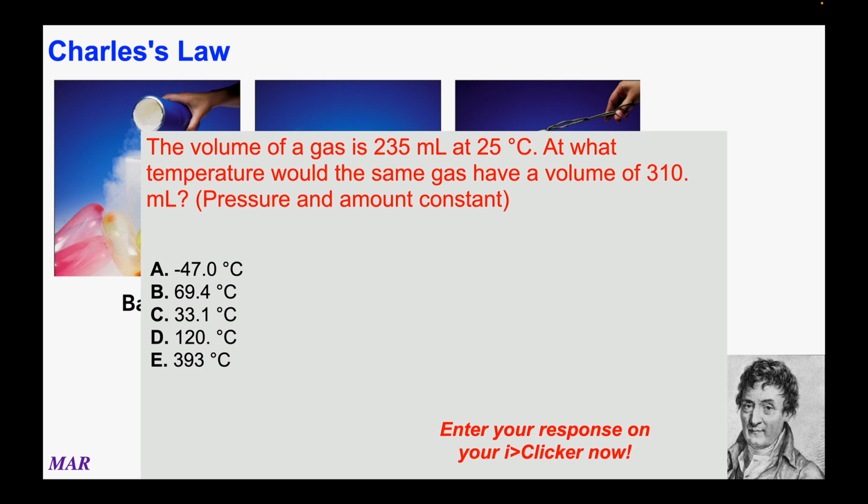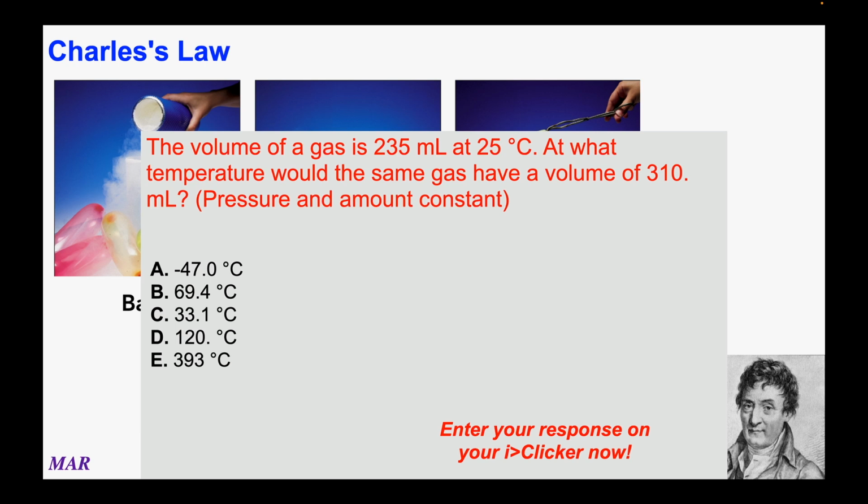So here's a question you might see. The volume of a gas is 235 milliliters at 25 degrees Celsius. At what temperature would the same gas have a volume of 310 milliliters? And we'll assume, by the way, that the pressure and the amount of the gas are constant, and there's 5 different temperatures there. The one tricky thing about this is that we have 2 volumes, and that's not a problem. But again, notice that it's in Celsius, and if you're going to make use of these kind of laws, you must convert things to Kelvin. I'm just letting you know right now.